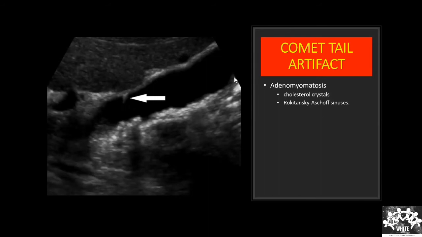What condition? Cholesterol, yeah, lipid, cholesterol. What condition in the gallbladder causes this? Later, someone had asked the doubt, so I told it. Rokitansky sinus. What cholesterol crystals? Adenomyomatosis, the condition, adenomyomatosis of the gallbladder. Okay, adenomyomatosis of the gallbladder will have cholesterol crystals within the Rokitansky-Aschoff sinuses. Okay, so good.